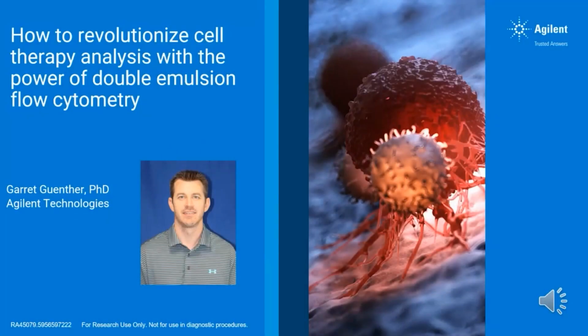Hi, welcome everybody. My name is Garret Guenther with the Agilent flow cytometry team. Before we jump into double emulsion flow cytometry, I just want to introduce you to the Agilent flow cytometer solution used to generate some of this interesting data. Quickly, I want to mention that we have an application note highlighting some of the double emulsion flow cytometry data that will be presented today, and this is available on agilent.com.